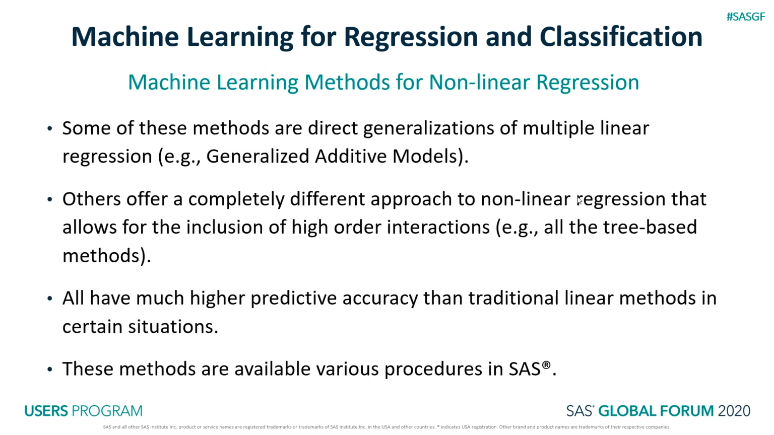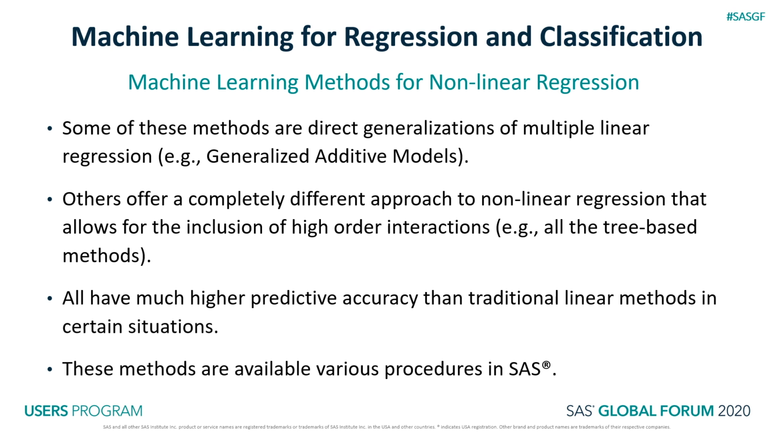So now I'd like to move into nonlinear methods, moving away from the multiple linear regression model to other things for regression and for classification. Some of these methods are direct generalizations of multiple linear regression, and so included in that category are generalized additive models. Others offer a completely different approach to nonlinear regression that allows for the inclusion of high-order interactions. This includes all of the tree-based methods. All of these nonlinear methods have much higher predictive accuracy than traditional linear methods in certain situations. And all of these methods are available in various procedures in SAS.